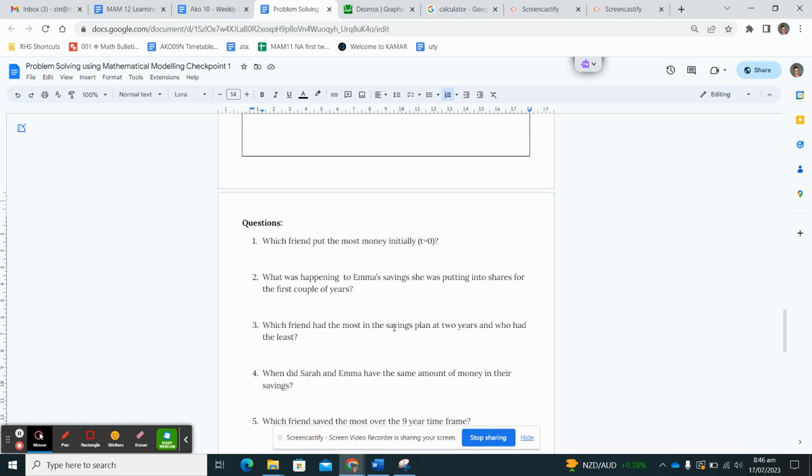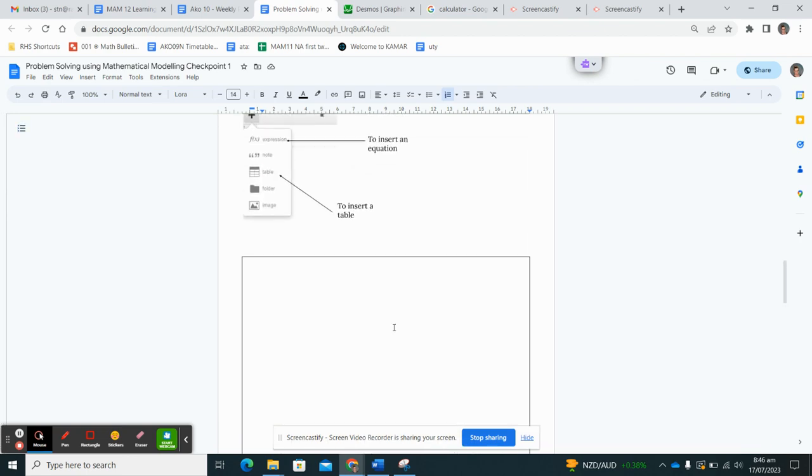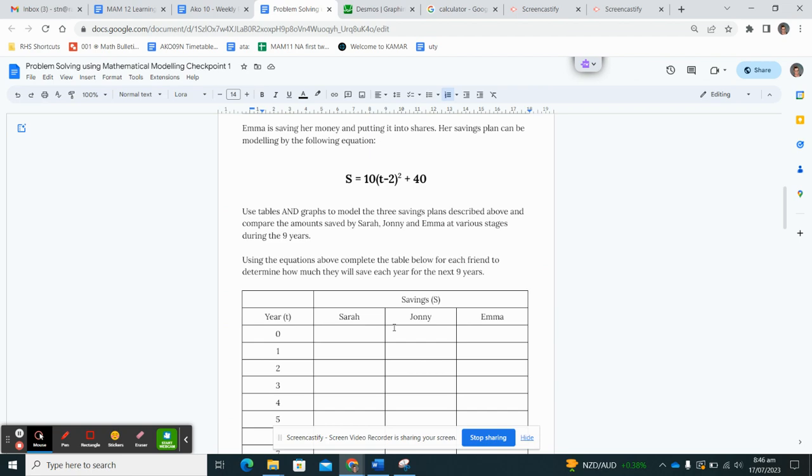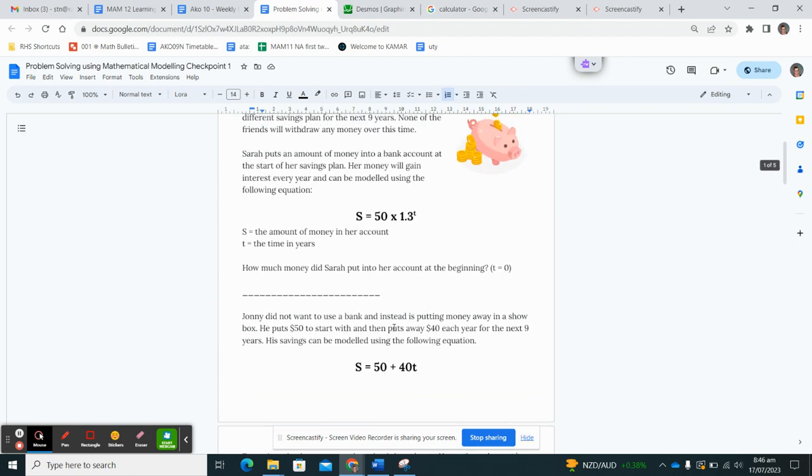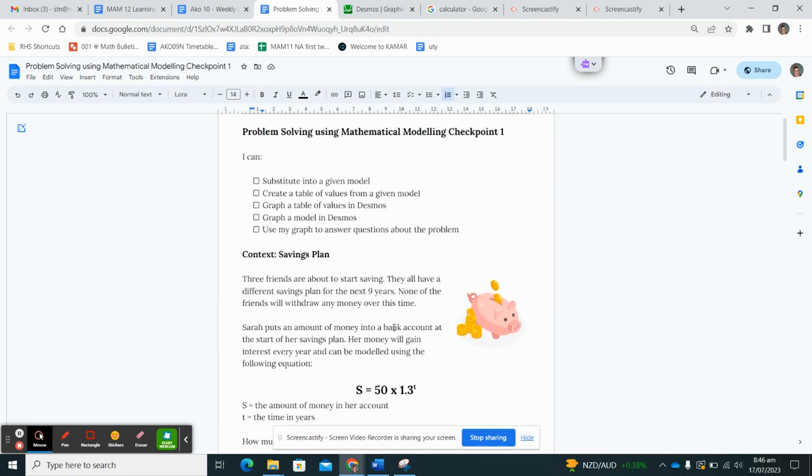Okay, so I'd really like everybody to give this a good go today. We'll be going through the answers as a do now sort of activity tomorrow before we move on to piecewise functions to finish off the week. And that will be every single graph being able to substitute into a model, create a table of values from that model, create a graph in Desmos, and then use it to answer questions in context.